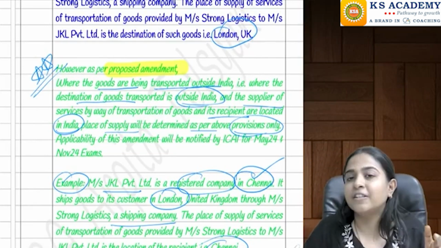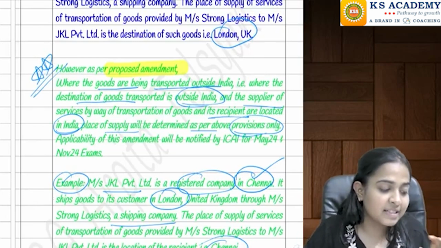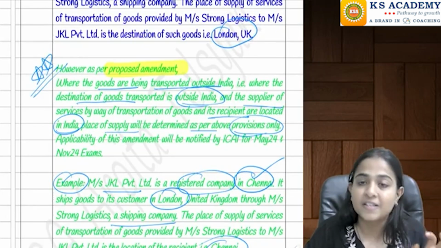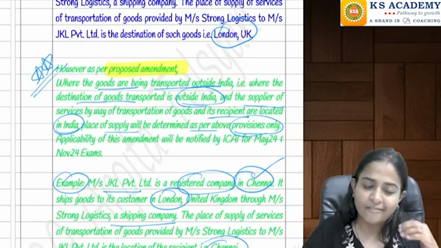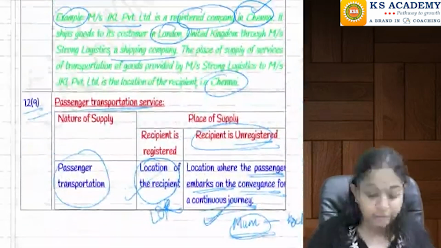Please refer to the respective RTP to make sure whether this amendment is applicable or not. As of now, it is just proposed. Yes, I will also inform you by way of an amendment lecture.